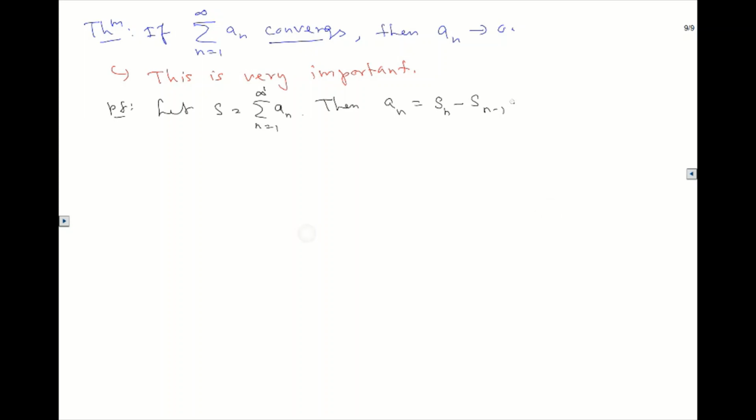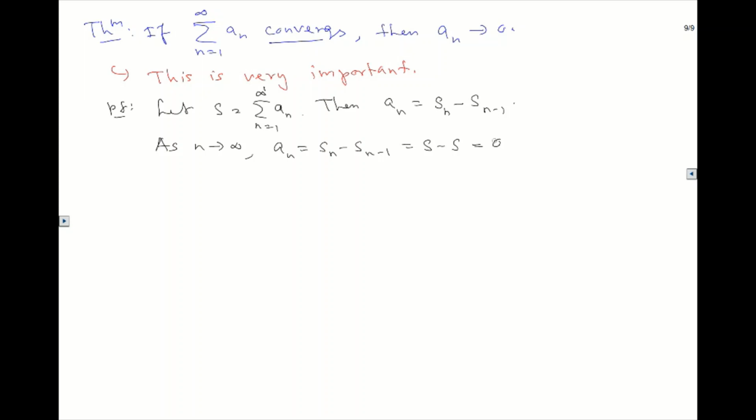Since the series converges, as n goes to infinity, an, which is Sn minus Sn minus 1, goes to what? Sn goes to S, the full sum of the series, minus Sn minus 1 also goes to S, because it doesn't matter whether you have n or n minus 1 as n goes to infinity. So you get 0. That means an simply becomes 0.